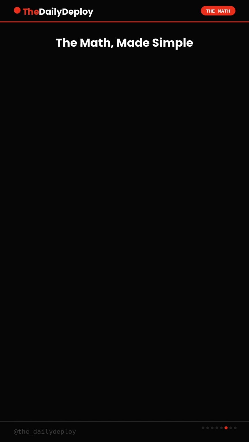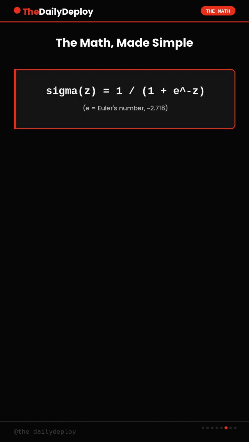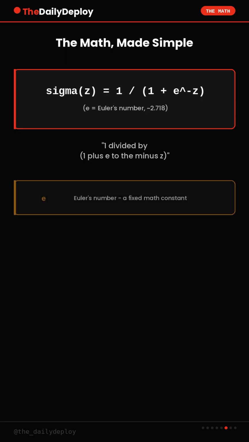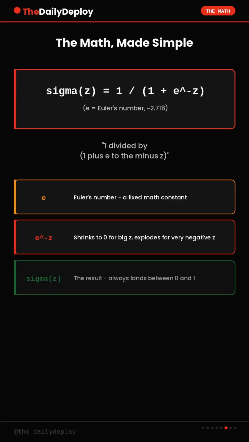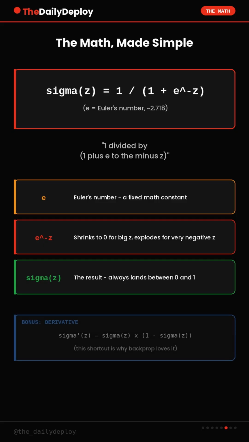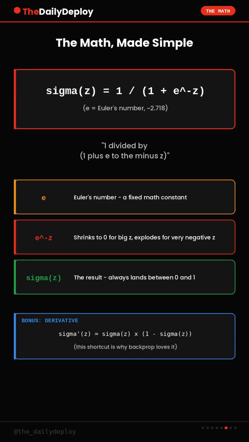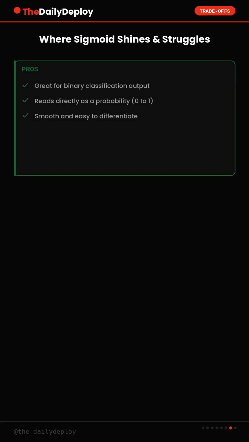Now for the math. The sigmoid function is 1 divided by 1 plus e raised to the power of -z. Here, e is a mathematical constant. -z controls how quickly the output changes, and sigma of z is the final probability. An interesting bonus fact is that its derivative can be written using the sigmoid output itself, making it mathematically elegant and easy to compute. So, what are the advantages and disadvantages?